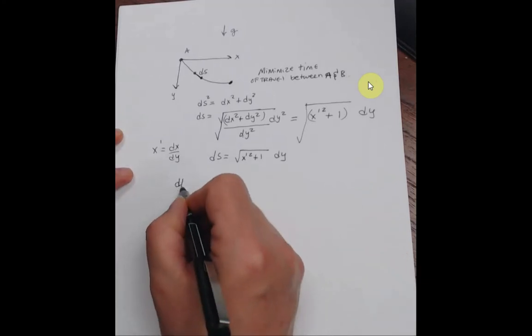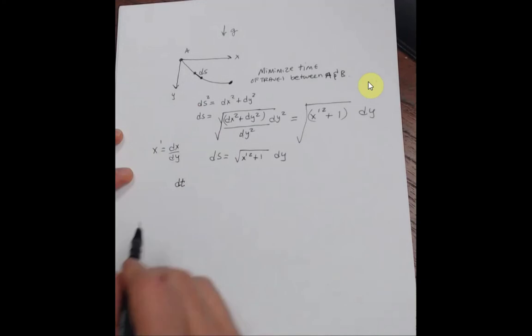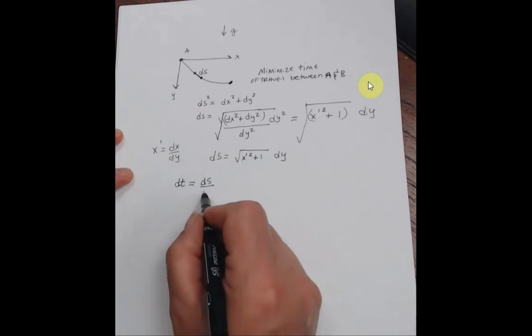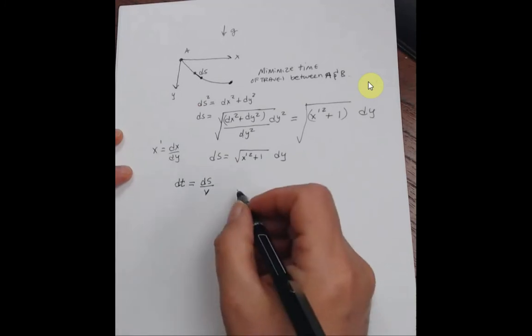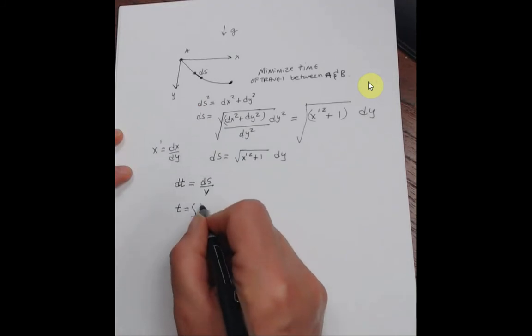So how do we write the time? Let's write a little bit of time as we travel. That little arc length ds, that little length. How much time does that take? Well, the distance divided by the speed gives you the time. So I can write time as if I integrate that.